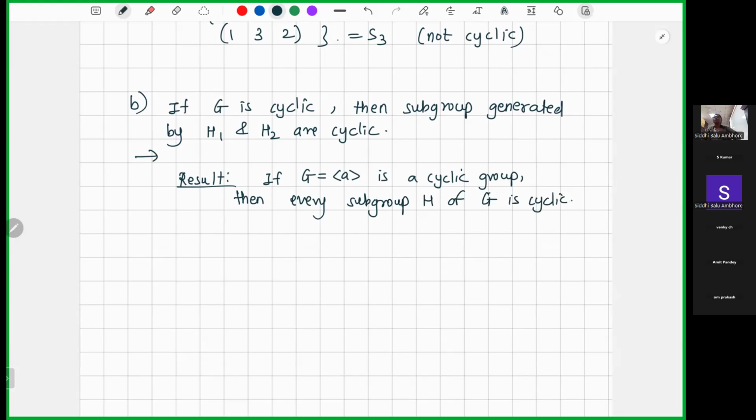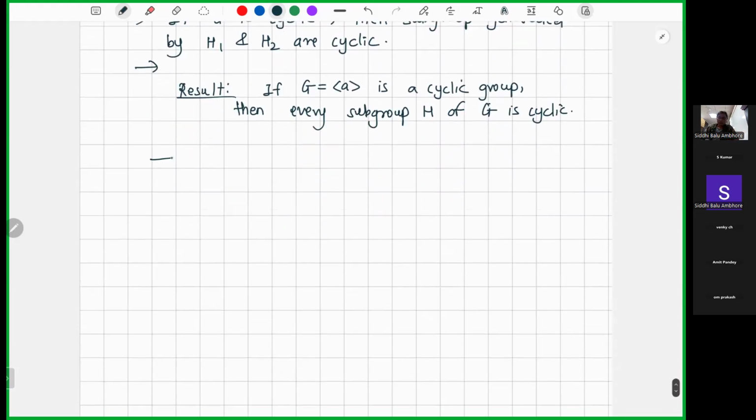Okay, so this is an even more general statement. Here my G is cyclic and H1, H2 are cyclic, and whatever subgroup they generate will be cyclic. What we are proving here is stronger: given any cyclic G, its subgroup will always be cyclic. Okay, so let us try to prove this. So, the proof.